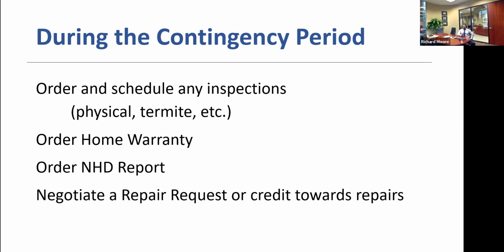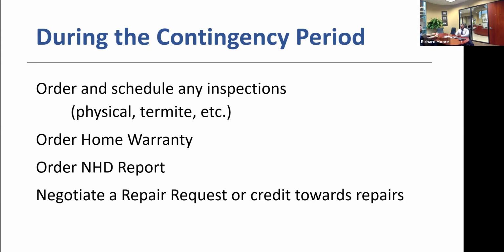Negotiate repair requests or credits towards repairs. During the contingency period, once your physical inspection and termite inspection are done, you're going to submit a request for repairs. You may or may not, depending on the situation. If the buyer is going into this knowing it's as is, they're going to remodel the whole thing, and they're getting a really good deal, they're not going to ask for repairs, unless it's something critical, right? Maybe foundation issues they want the seller to pay for, or something with the roof. That's usually what buyers are more concerned about.